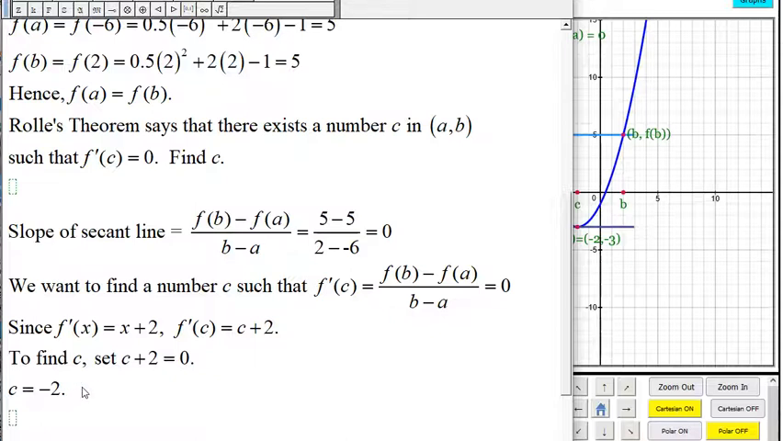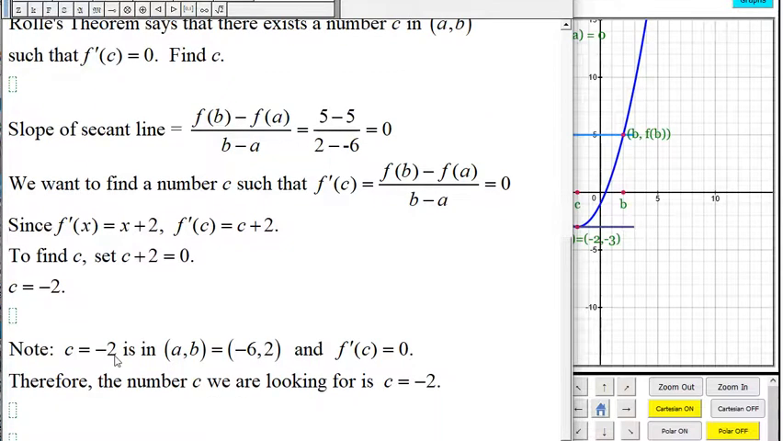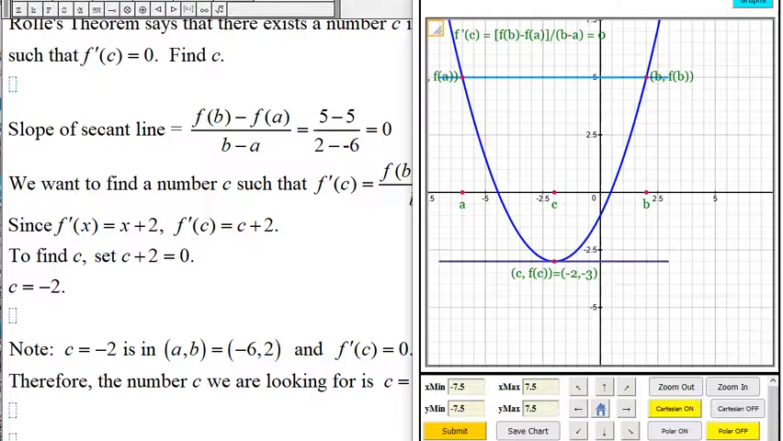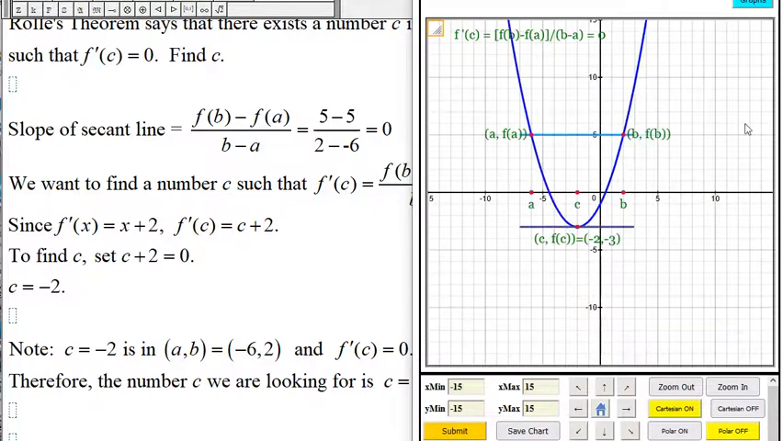And so negative 2 is in the open interval from negative 6 to 2, and f prime of negative 2, or f prime of c, is equal to 0. And so the number c we're looking for is negative 2. If we look back at the graph, negative 2 is right here. This is c. The tangent line corresponding to c is horizontal, and therefore the derivative at c, at negative 2, must be 0.